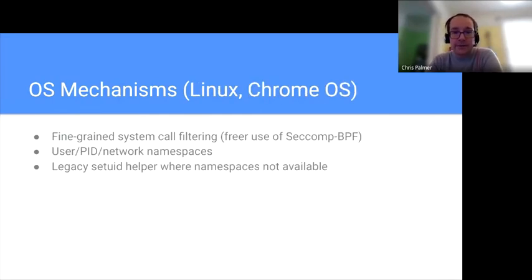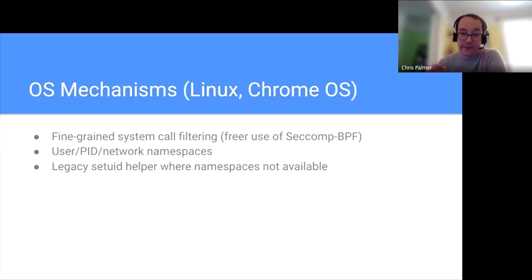On Linux and Chrome OS, we sort of put together what we want by hand. We use seccomp-BPF. Again, it's a system call filtering mechanism, but we can define whatever policy we want. So we have all sorts of finer-grained policies for different types of processes. We also use Linux's user, PID, and network namespaces feature, where you can create a little isolated world for a process, and it doesn't get to see the whole system. It doesn't get to see processes that it shouldn't know about. It doesn't get to see network stuff that it shouldn't know about, and so on and so forth.